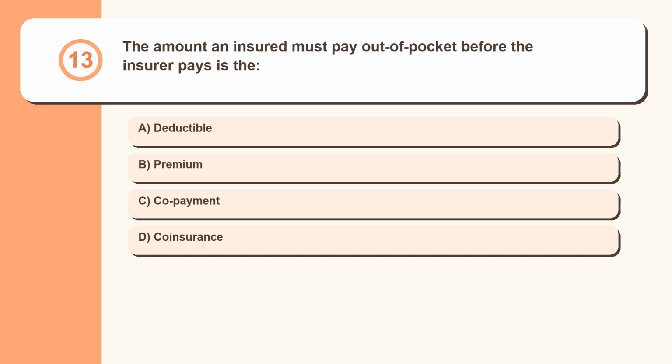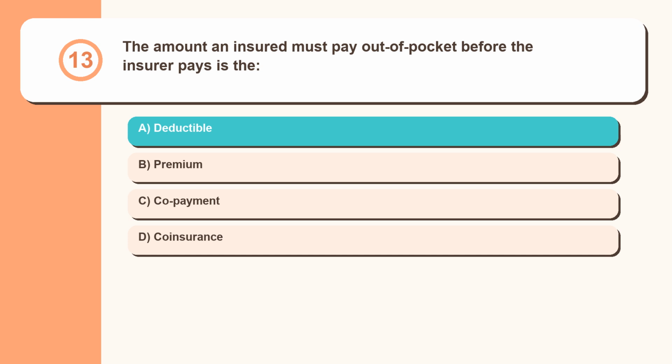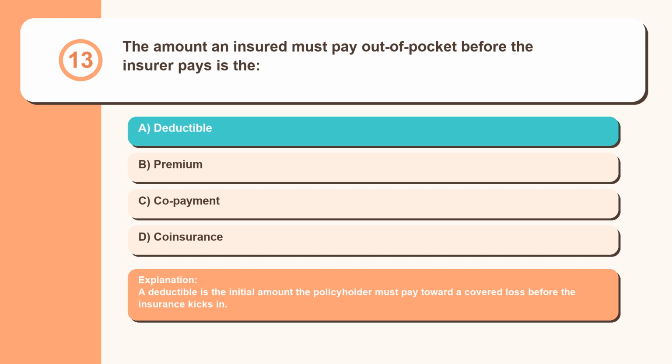Question 13. The amount an insured must pay out of pocket before the insurer pays is the deductible, premium, copayment, coinsurance. A deductible is the initial amount the policyholder must pay toward a covered loss before the insurance kicks in.